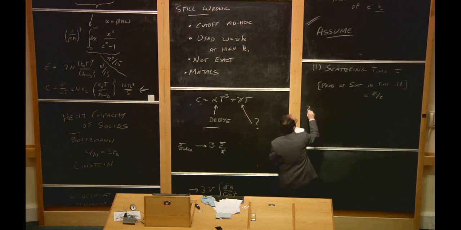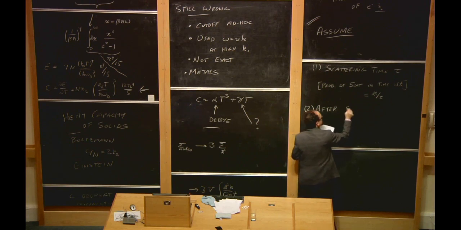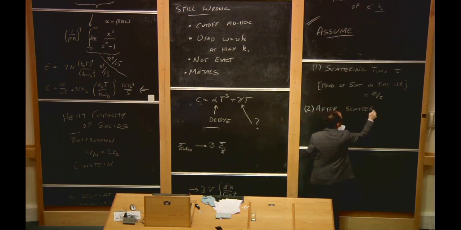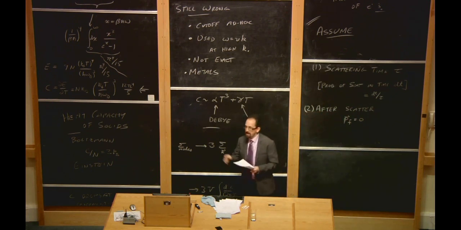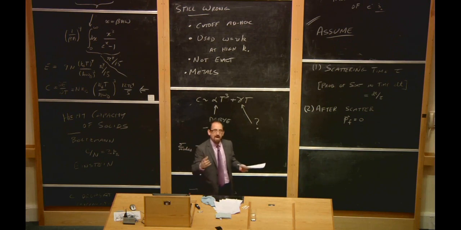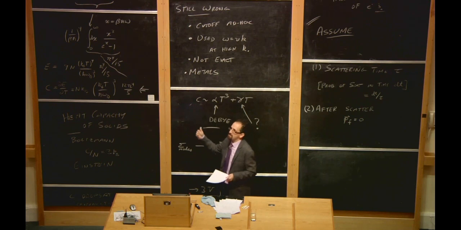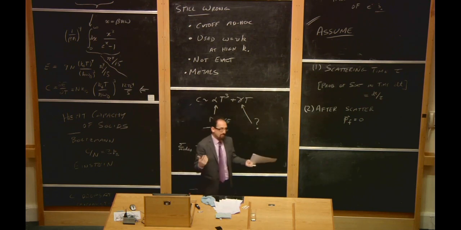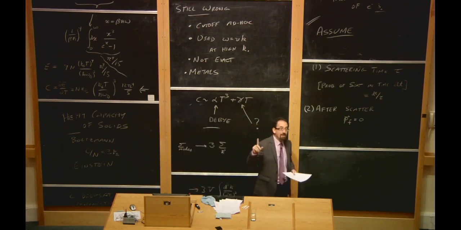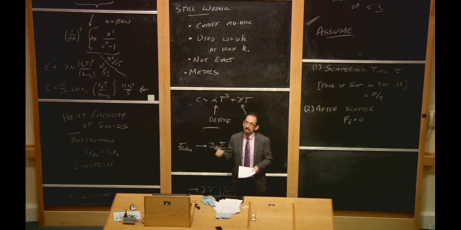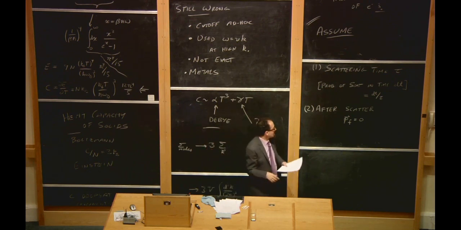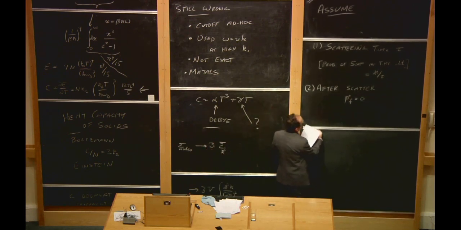The second thing we're going to assume is that after a scattering event, we will set the final momentum equal to zero. So you imagine something moving along, it scatters, and then its final momentum is zero. Now that's not right. Generally, when something scatters, its final momentum goes off randomly in some random direction. But on average, as a vector, the average of the vector after the scattering is pretty close to zero because it can go off in any possible direction. And that's going to be good enough for us to be able to make progress.